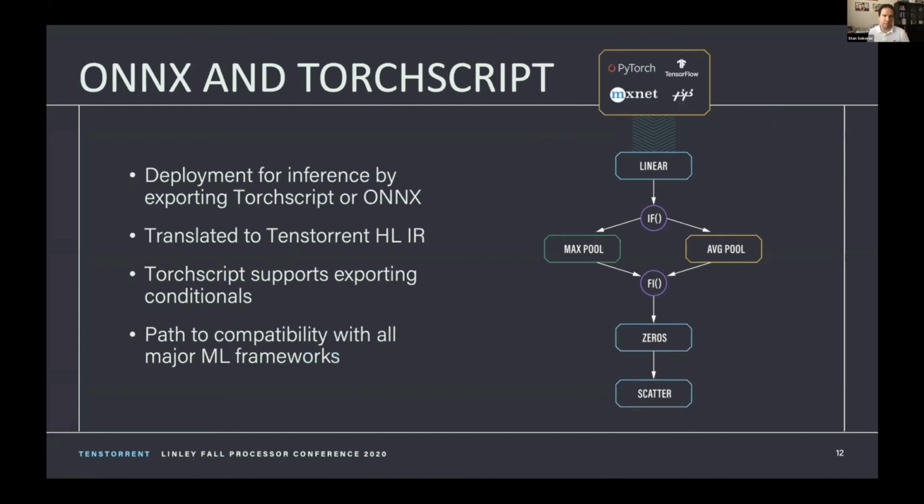On top of PyTorch, we also have full support for ONNX and TorchScript. Both of those give us the ability to export models from other frameworks like TensorFlow and MXNet and so on, and basically run any model that's written there. And the support below it is pretty much the same as what we have with PyTorch, making it a very general support of all the frameworks out there.